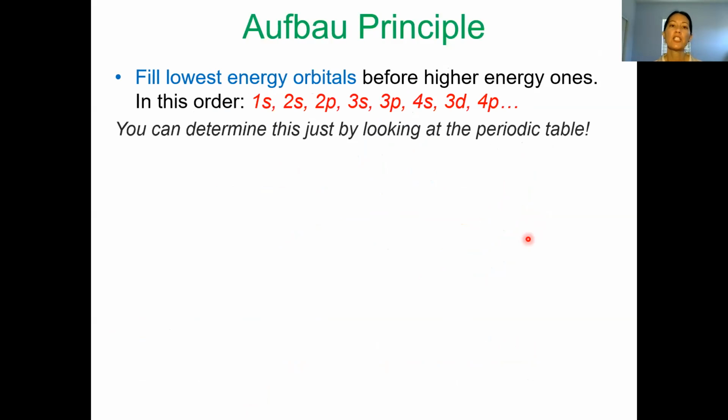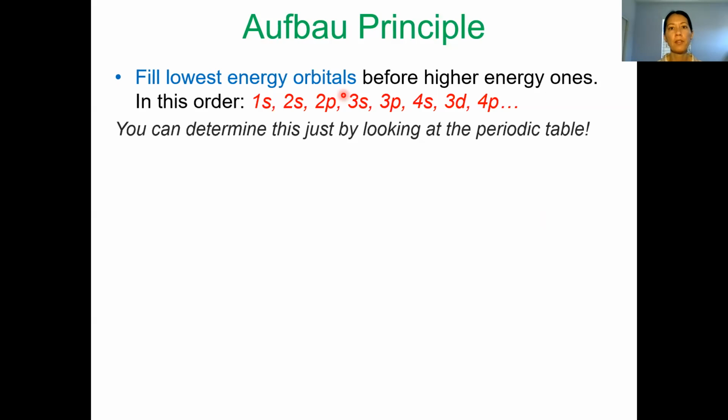Now let's get into actually filling up where the electrons are for another atom, so not just a hydrogen atom. There are a couple things you need to know. The first is the Aufbau principle that says fill the lowest energy orbitals first. The reason is the universe tends towards lower energy.